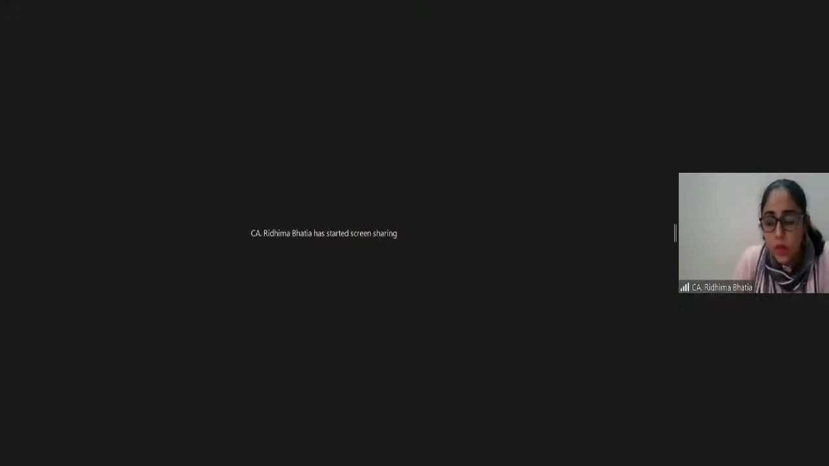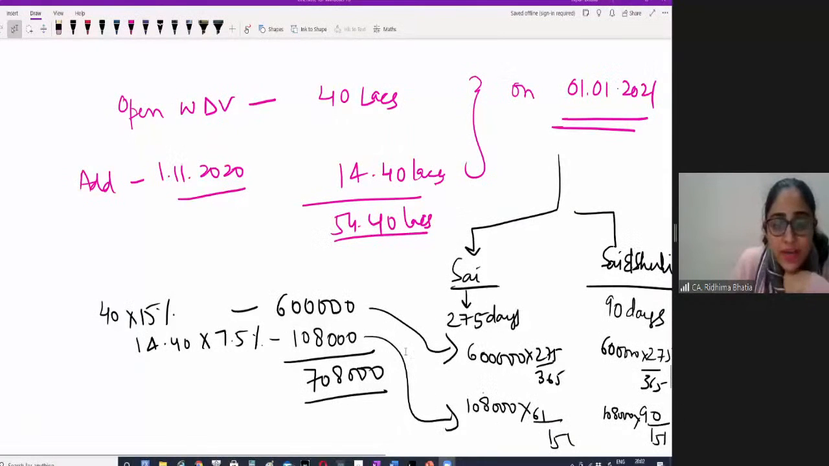On the 1,08,000 asset, I will apply 151 as my denominator, not 365. Because for 151 days it was fully put to use, so I will proportionate accordingly. Be very careful in this proportion.